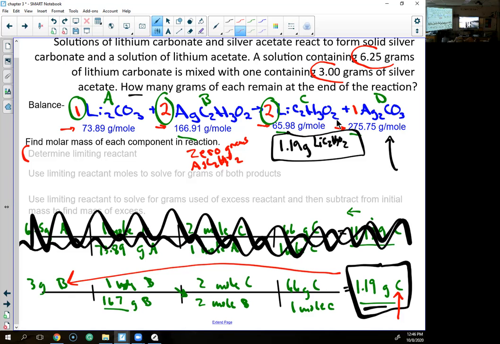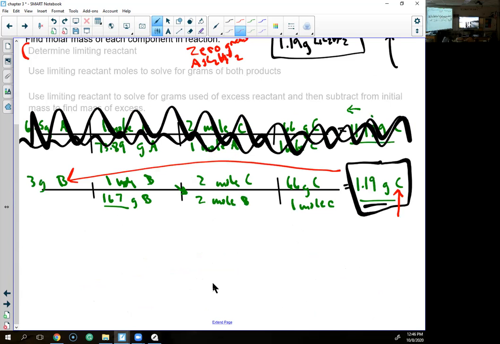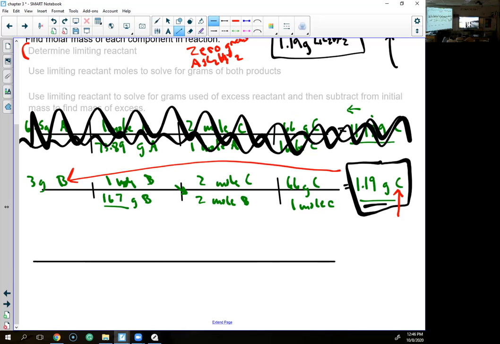Okay, now I know you're like, what? Here we go. We've done that. Next, use the limiting reactant to solve for grams used. Whoops, we're here. Sorry. We are up here. So we basically do the exact same thing as the bottom one. Yep, but now we solve for D. So here we go. We're going to solve for D starting with the same start my limiting reactant had.